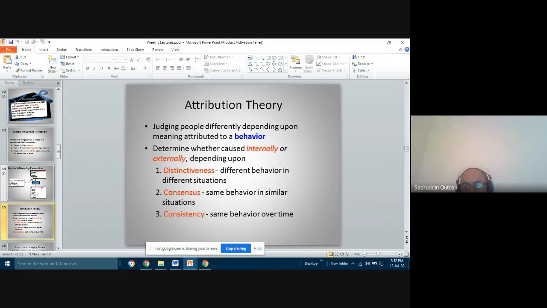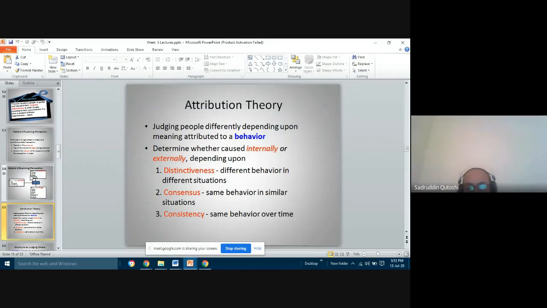Here we will look at attribution theory, and how it helps you develop a particular sort of perception of a thing. Judging people differently depends upon the meaning attributed to a behavior. Whatever behavior you as a perceiver exhibit depends highly upon how you judge the people, for example, determining whether it is caused internally or externally, depending upon distinctiveness, consensus, and consistency. Your behavior again depends upon different things.